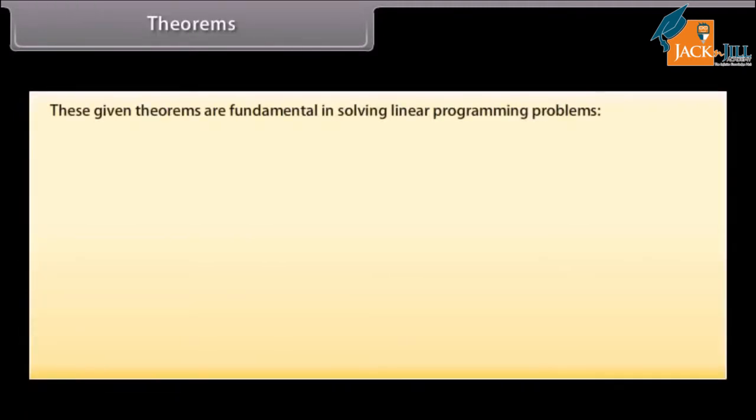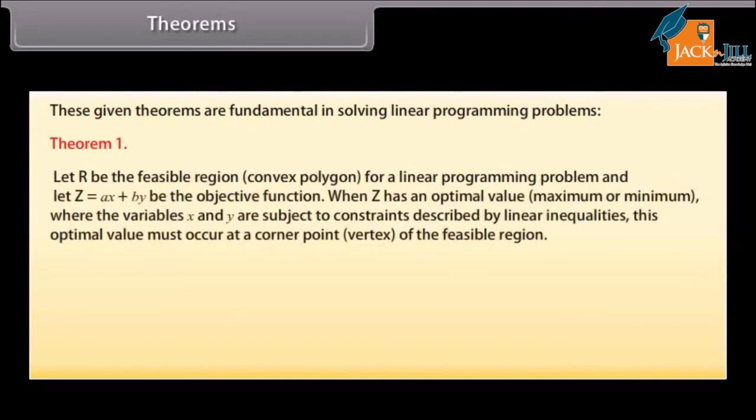Theorems. These given theorems are fundamental in solving linear programming problems. Theorem 1. Let R be the feasible region, a convex polygon, for a linear programming problem, and let Z equals ax plus by be the objective function. When Z has an optimal value, maximum or minimum, where the variables x and y are subject to constraints described by linear inequalities, this optimal value must occur at a corner point (vertex) of the feasible region.